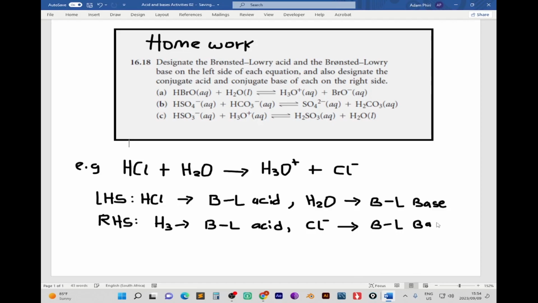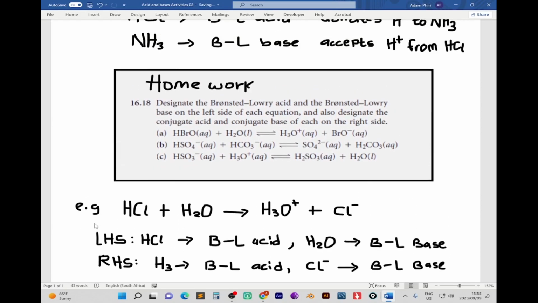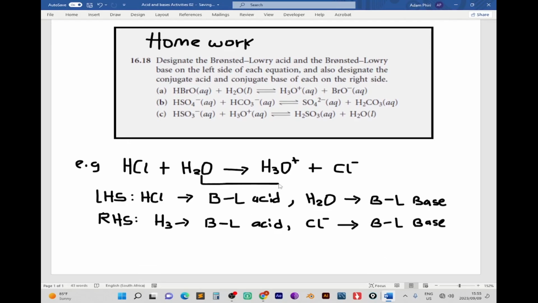So you do the same for exercise A, B, and C. That was just a mere example, and then you take on the example and solve. Those are conjugates because there's a difference of one hydrogen.